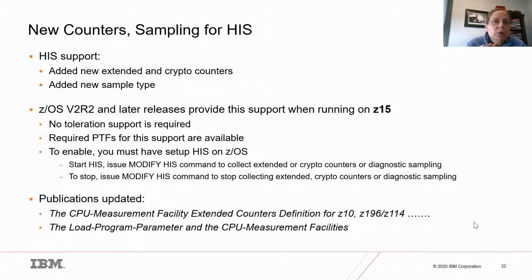As always, we have new counters, new sampling for hardware instrumentation services within the CPU measurement facility. So as with every hardware, we have new extended and crypto counters, and we also have a new sample type as well. This support was rolled back all the way to z/OS 2.2. So this is another example of an enhancement that you'll have all the way back to the z/OS 2.2 system. Remember, if you're going to gather these new counters or take these new samples, you will have to have the HIS address space set up.